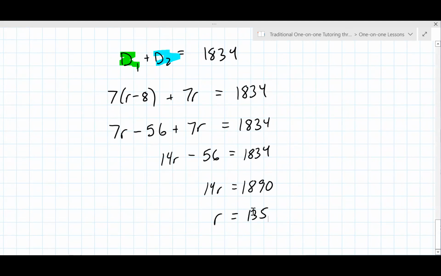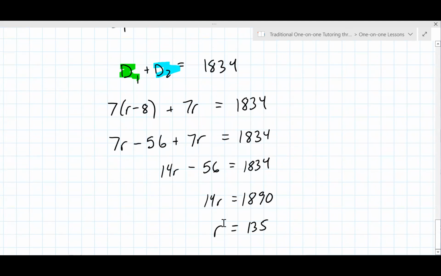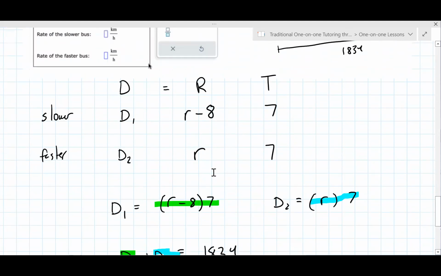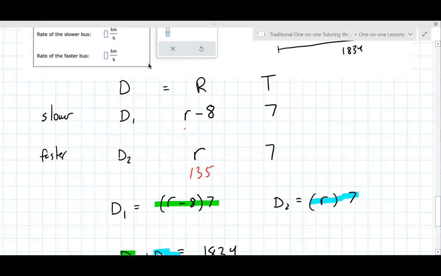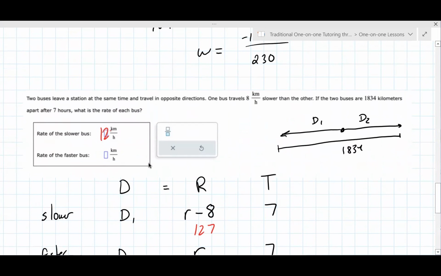But is that the faster or the slower bus? You go back to your table, and you're like, oh, that's the faster. And you can even write in your table, that's 135. And then this one's 135 minus 8, so it's 127. Okay, that makes sense. Okay, I'm kind of getting it now.